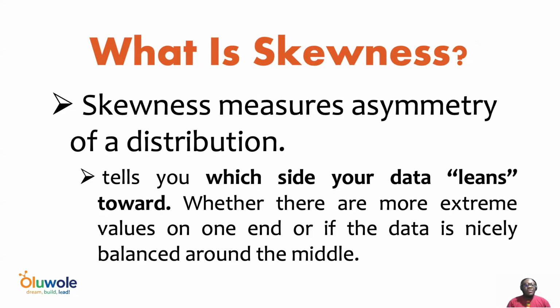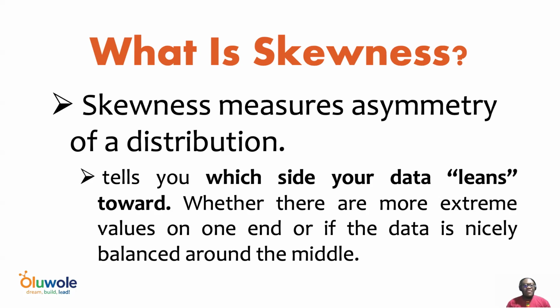So I brought it down to my own self also: how do I understand what skewness is? I say skewness tells you which side your data leans to. Whether there are more extreme values on one end, or if the data is nicely balanced around the middle. Just as simple as that. You have data and you want to plot a graph. Is the data set leaning to one angle, or is it at the middle? Is it forming a nice curve, or is it to the left extreme or to the right extreme? So you see what skewness looks like.